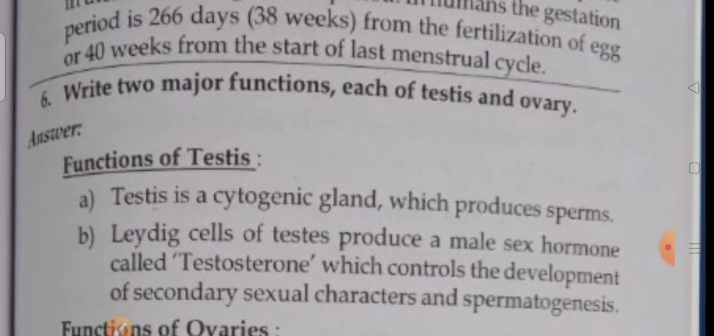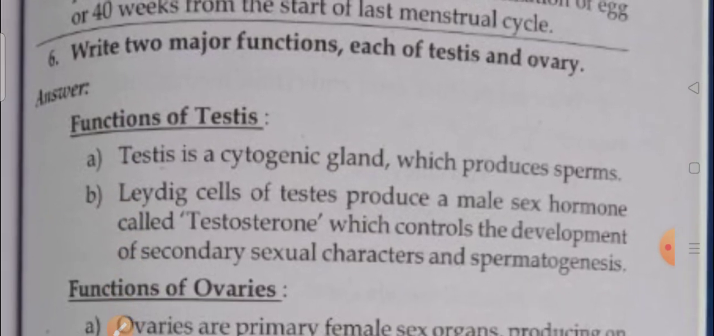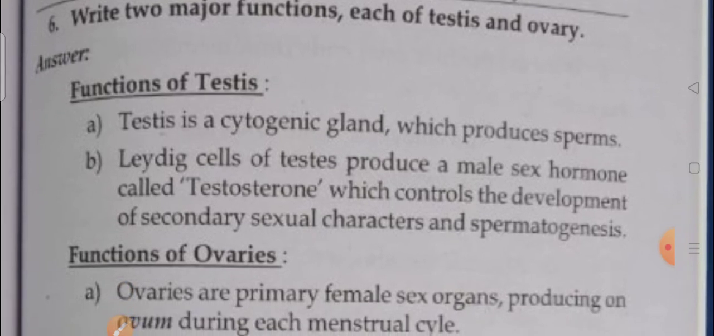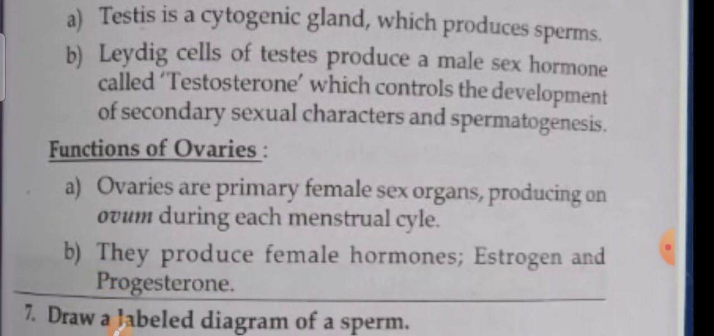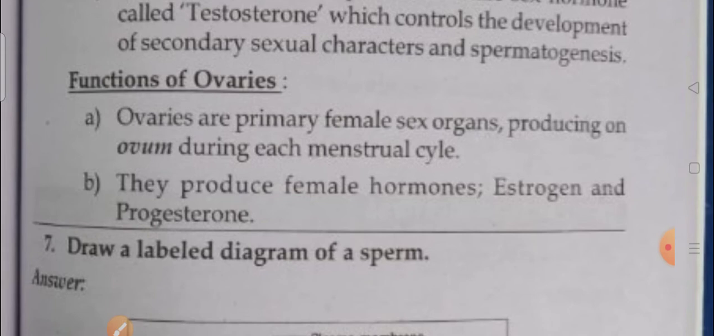Okay, next, write two major functions each of testis and ovary. Functions of the testis: the testis is a cytogenic gland which produces sperms. Leydig cells of the testis produce the male sex hormone called testosterone, which controls the development of secondary sexual characteristics and spermatogenesis. Functions of the ovary: ovaries are the primary female sex organs producing an ovum during each menstrual cycle. They also produce the female hormones estrogen and progesterone.